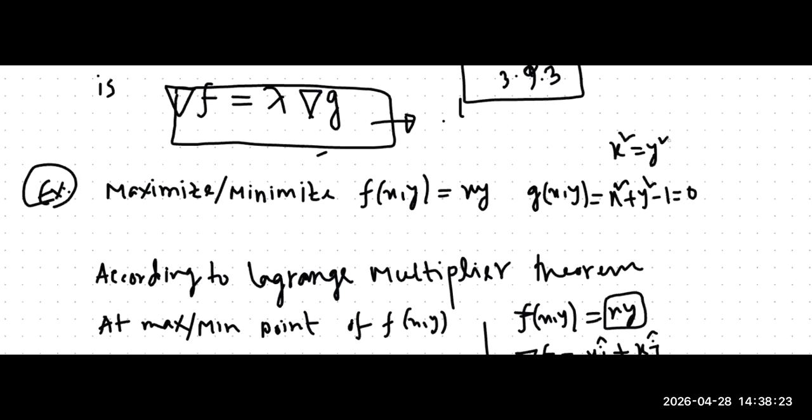We got this condition from the Lagrange multiplier equation, and we have another relation of x comma y, which is x square plus y square minus 1 equal to 0. So if we solve these two equations, then we will definitely get some pair of values of x and y for which these two equations are satisfied.